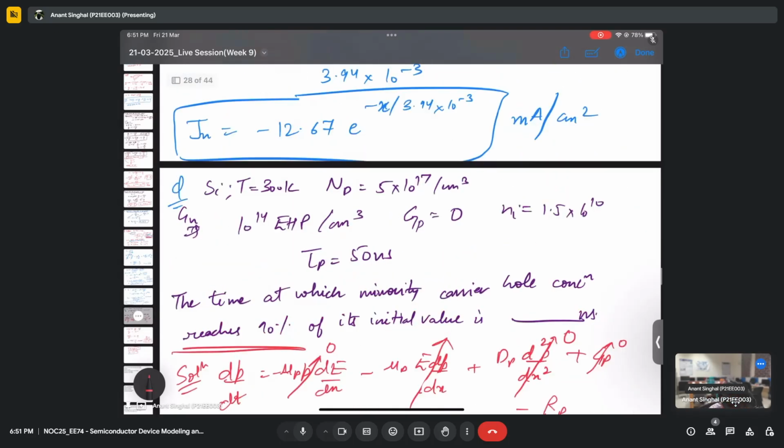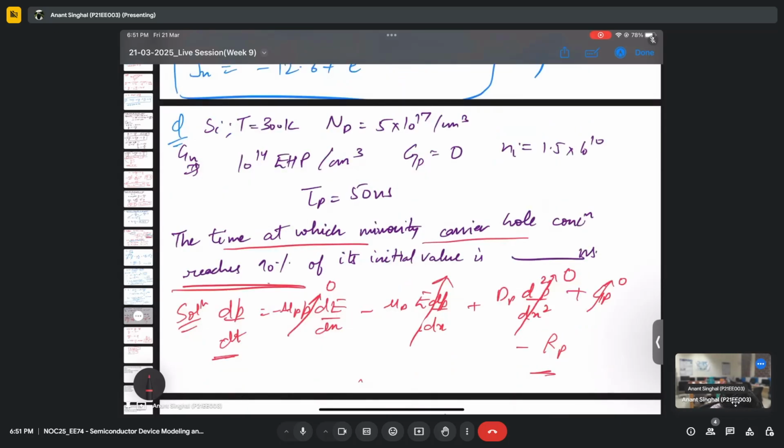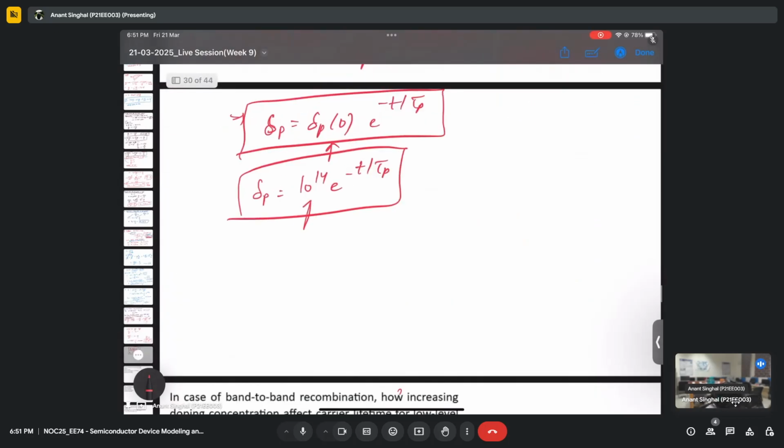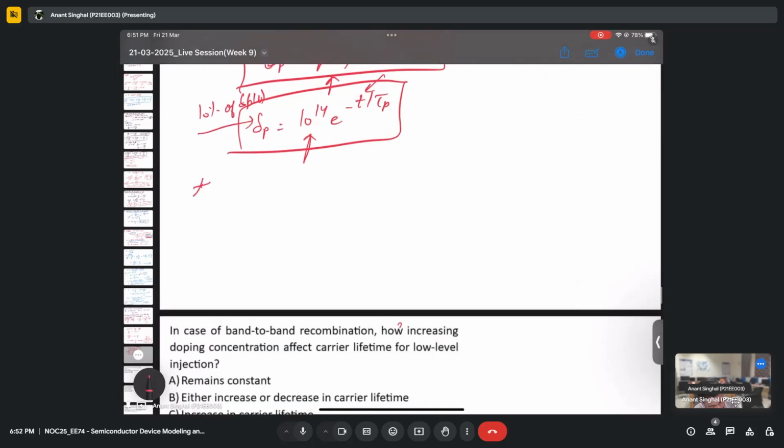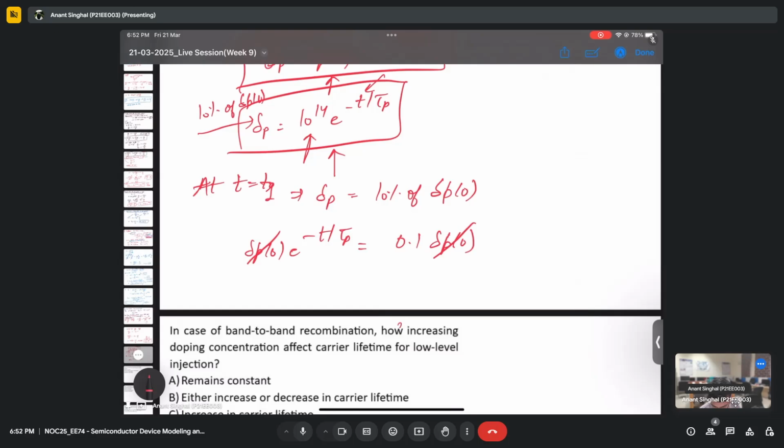Now the question is saying the time at which the minority carrier hole concentration reaches 10% of its initial value. So the initial value is this, and when it reaches 10% of del p naught, what will be the time? So that is very easy now. So let's say at t equals t1, the del p becomes 10% of del p naught. This is what the question is asking. So this is very easy now because we know both the sides. So I will replace this with del p naught exponential of minus t over tau p, and 10%, that is 0.1 times del p naught. So this will get cancelled out, and what we are left with is, if I take log on both the sides, ln 0.1 equals minus t1 over tau p.